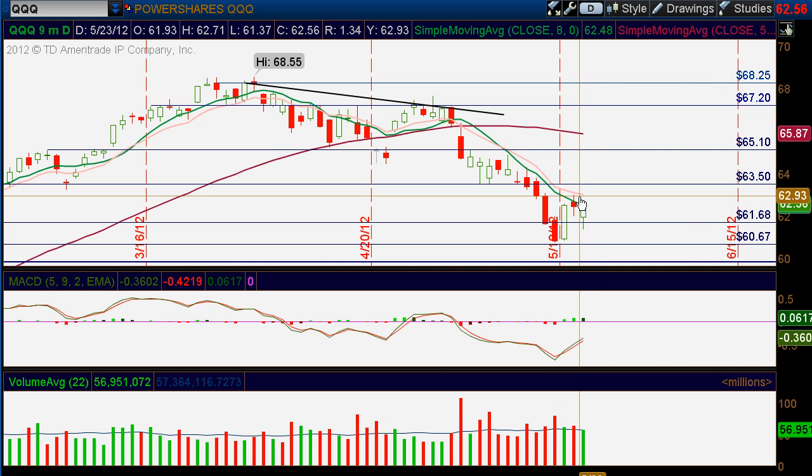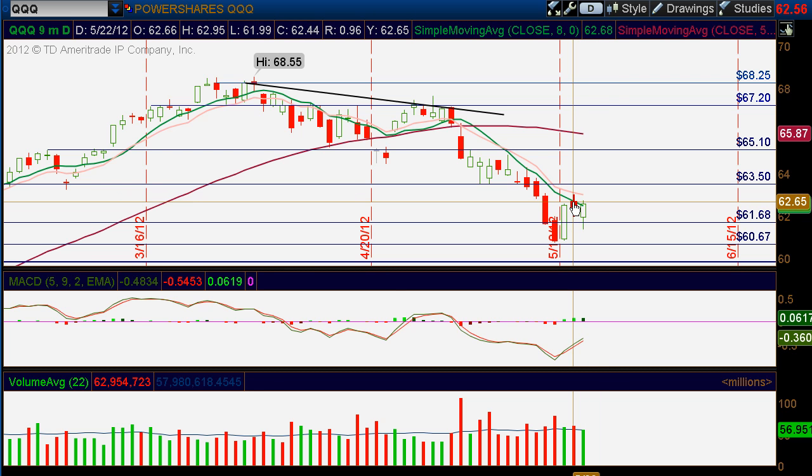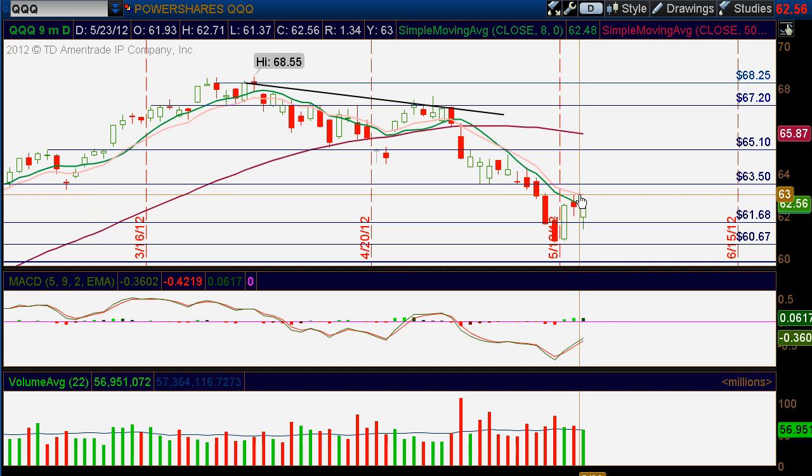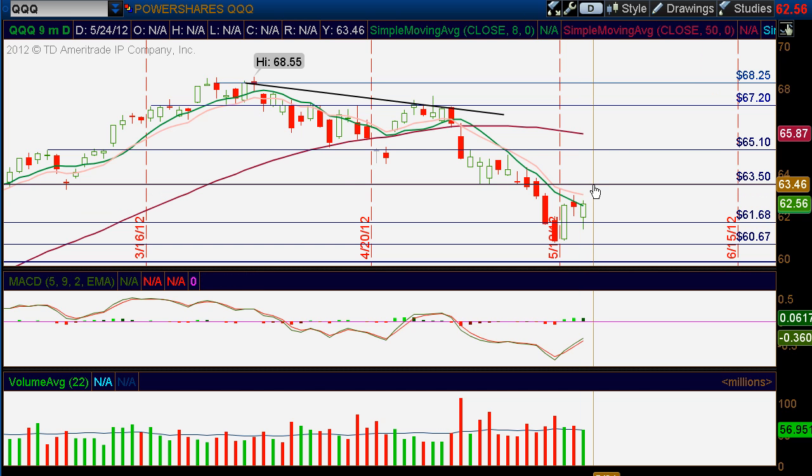But if we do ever go higher, what needs to happen is that we first of all need to break through the high of yesterday, 62.95, and then also through that pink area of resistance, that pink moving average right here, which is at about 63. And if we do so, then we could approach that other area of resistance up here, 63.50. If we do that, wonderful, we could continue higher to that next area of resistance up here, 65.10.